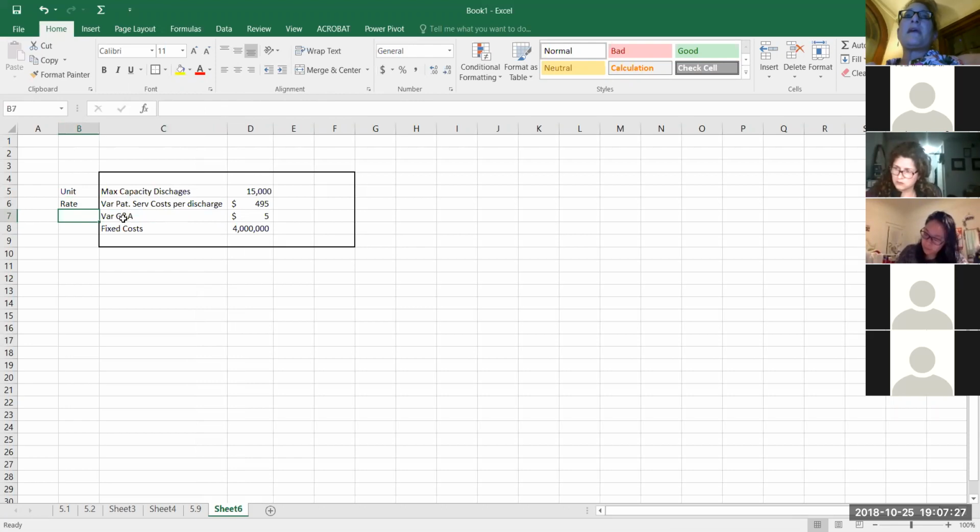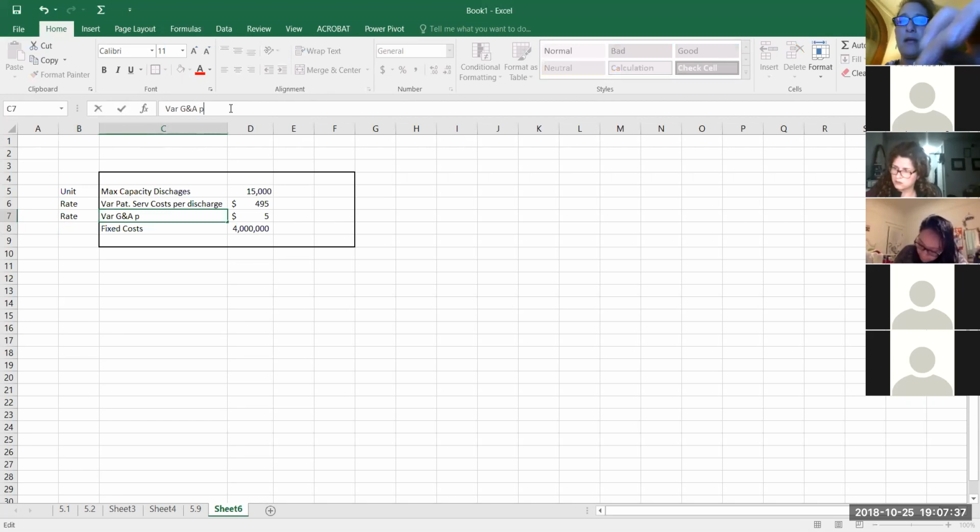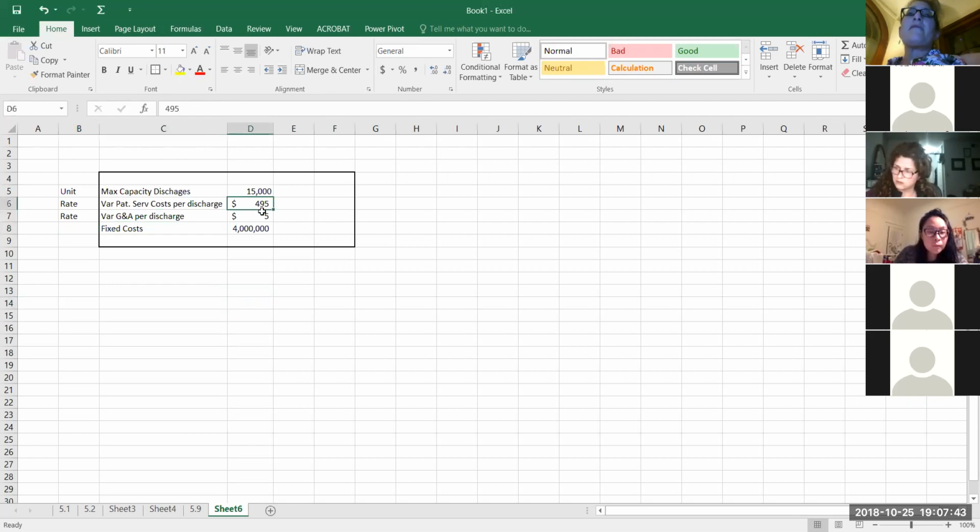Now, what's interesting is we also have variable G&A. So that also is a rate, because those are per discharge also. So I'll go ahead and put that in here just to make it really clear. Per discharge. Okay. So essentially what that means is every time you have a discharge, these costs are incurred.